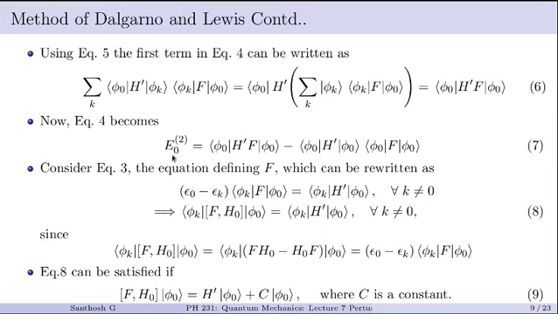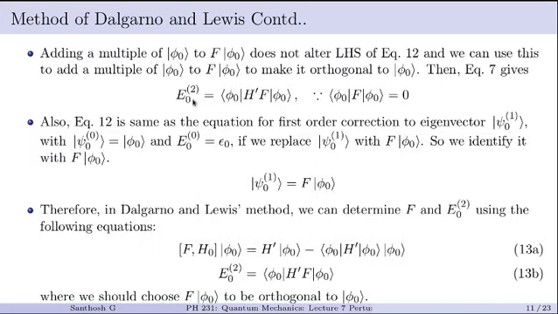So the equation for the second order correction to energy becomes simpler, and it's given by the first term only. So we have the second order correction given by this equation if we choose this particular choice. Okay.